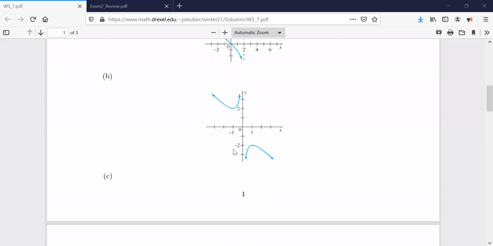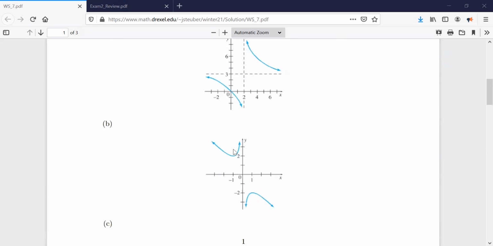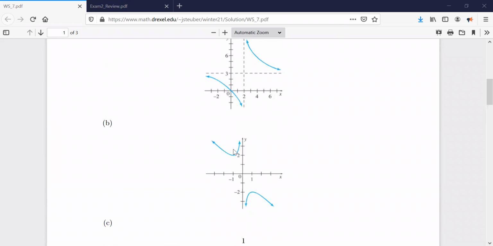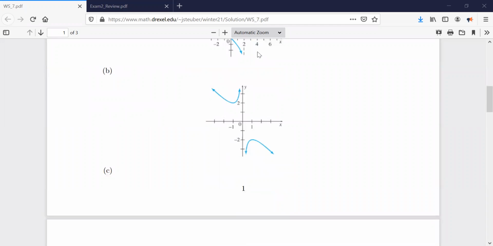Cool. Let's do C, I guess. So C here we have this kind of boomerang shape, and it's decreasing, it's decreasing, then it's increasing, right? But the whole time it's decreasing at a slower and slower rate. So that tells me, hey, this is actually concave up over here.